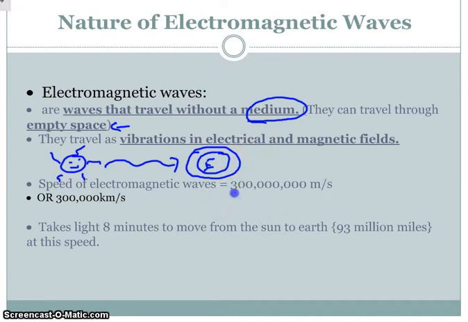Incredibly important to us, and the speed of electromagnetic waves is 300 million meters per second. Incredibly fast. Considering that the sun is 93 million miles away from the Earth, you can do a little bit of math and find out that it takes 8 minutes for a light wave to move from the sun to the Earth. And that's absolutely all due to the fact that they move at that constant rate. That's the speed of light right here, 300 million meters per second.